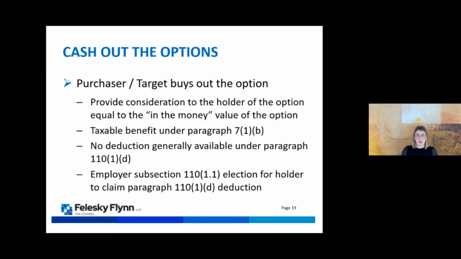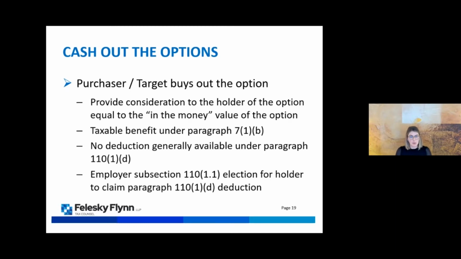The third way to deal with stock options, perhaps seems the simpler one, but could have some adverse consequences if you are not careful, is just to cash out the option. So in that case, you only pay out the in the money amount. So for example, if an option has an exercise price of $1, and the market value of the share is $2, you just cancel the option and pay out that in the money amount of $1.